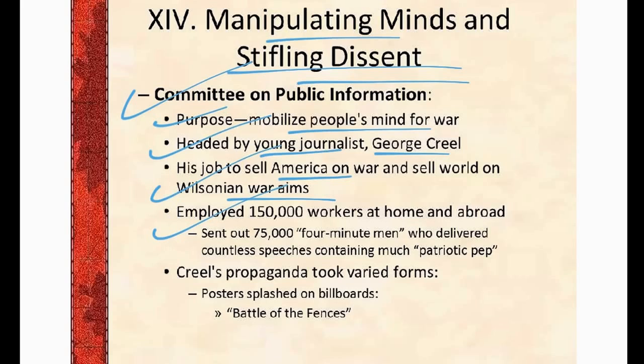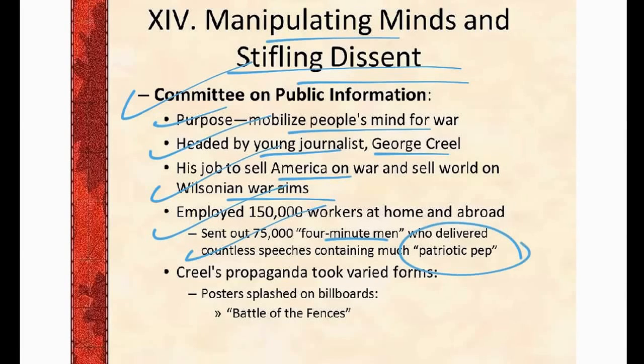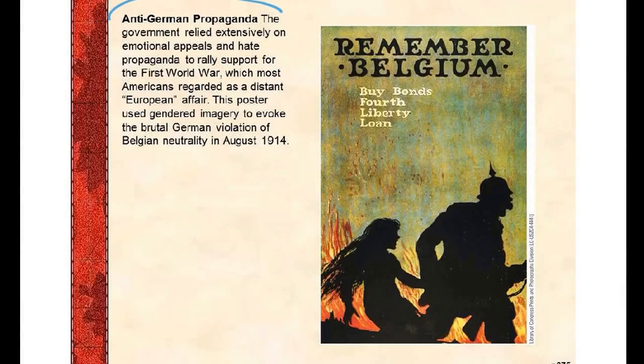They employed 150,000 workers at home and abroad and sent out 75,000 Four-Minute Men who delivered countless four-minute speeches containing a lot of patriotic pep. Creel's propaganda took varied forms. There were posters splashed on billboards depicting the Battle of the Fences. Their anti-German propaganda was also created to rally support for the First World War, which most Americans had initially regarded as a European affair.